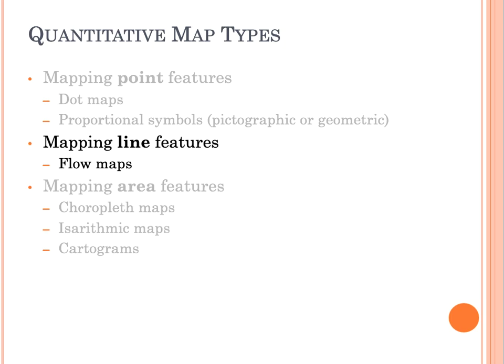Hi everyone. In this video we will be learning about mapping line features based on a quantitative type of map. In our previous video we reviewed point features such as dot maps and proportional symbol maps, but now we're going to see how we map line features based on showing the quantity or magnitude of a specific phenomenon. These types of maps are called flow maps.